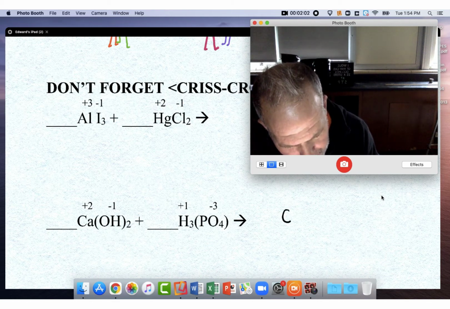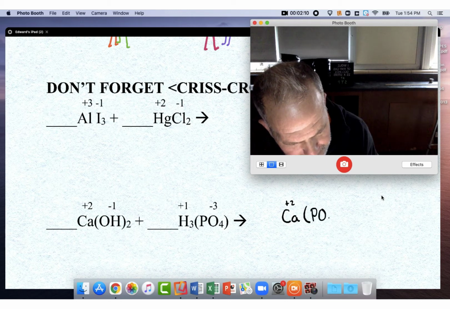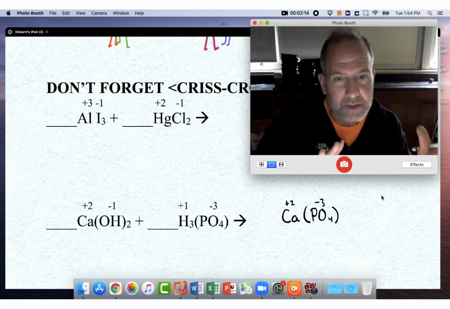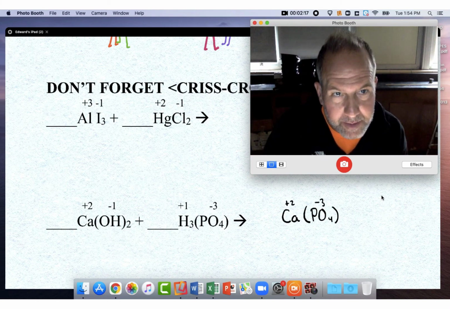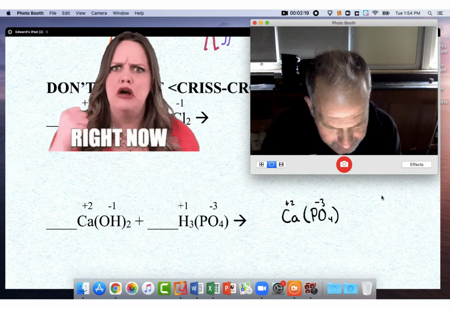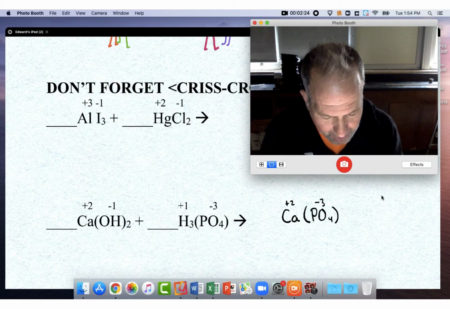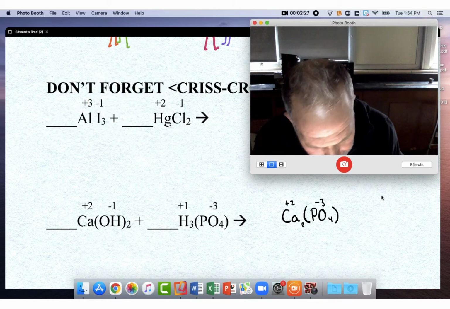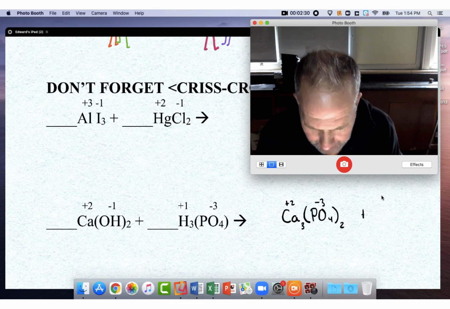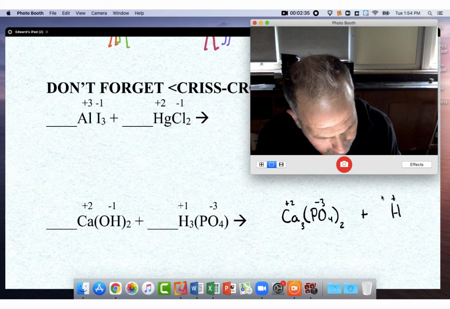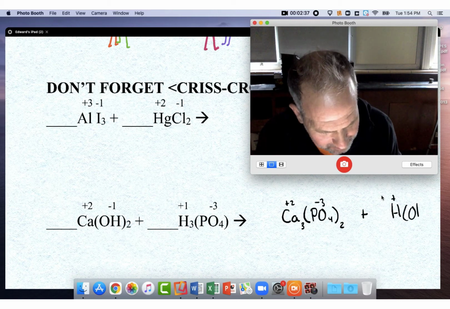How do I know? Because they're both the positives. So Ca is plus 2. Make sure you write that charge up there. PO4 is minus 3. Again, we're not taking any subscripts across the yield sign unless it's a polyatomic ion inside that parentheses. Then we can take it because those subscripts are coming from the charges of those ions. So we're going to take a 3 down here and a 2 there, the old crisscross. And then we have H, which is plus 1. And then we have OH, which is minus 1.